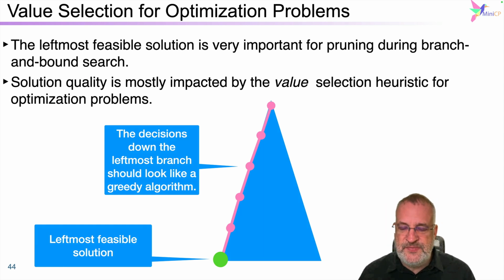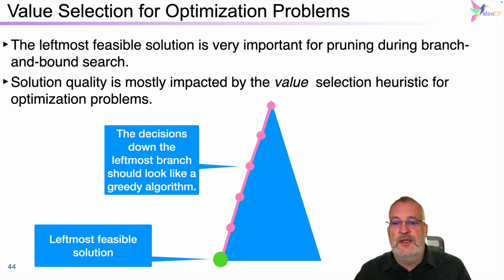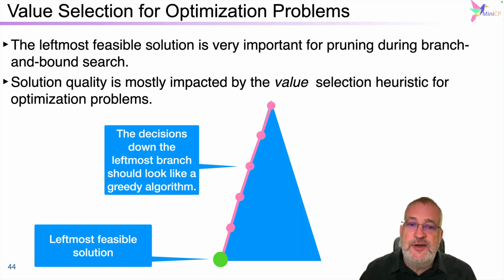Why is that true? Well, imagine that your objective function is a sum of weights times decision variables that are discrete. They can have integer values. Now, imagine that you're trying to maximize that. This is something like a knapsack. You're trying to maximize the value that you take with you. Now, in that case, why does the value selection heuristic for the variable matters?